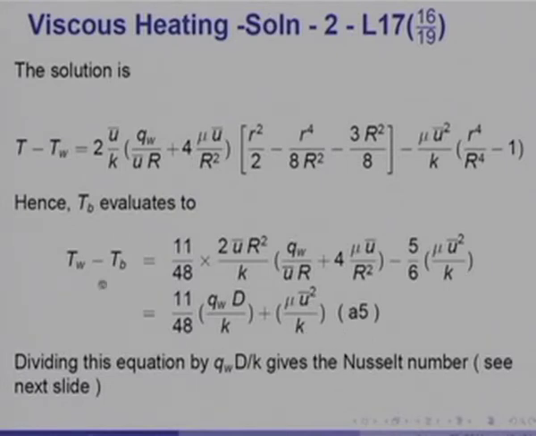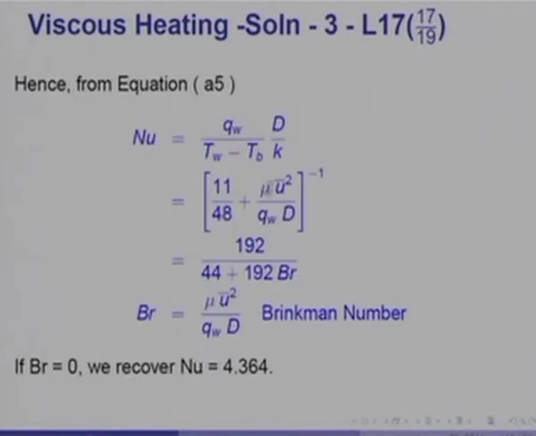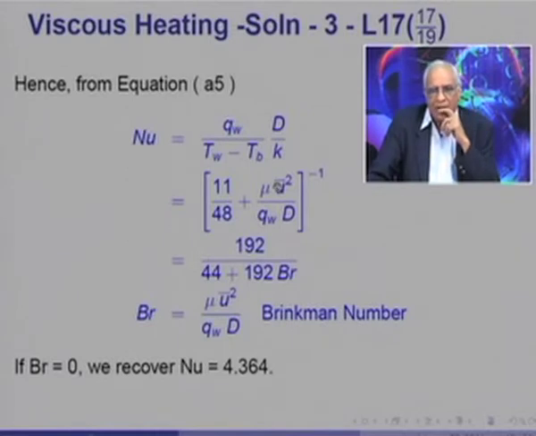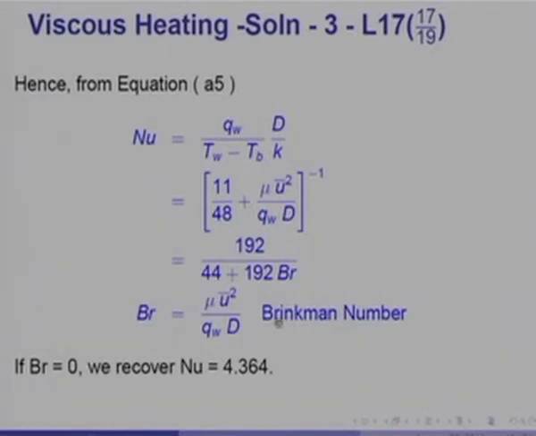And therefore, now it is very easy to define the Nusselt number. If I divide both sides by q wall D by k, then the Nusselt number would be obtained as 11 by 48 plus mu u bar square divided by q wall D, raised to minus 1. This quantity is called the Brinkmann number, after the scientist who first solved this kind of problem, and this can be written as 192 divided by 44 by 192 multiplied by Brinkmann number. Of course, if Brinkmann number is 0, then you would readily recover 192 by 44 equal to 4.364. So the effect of Brinkmann number for high Prandtl number fully developed heat transfer becomes variable. Higher the Brinkmann number, depressed would be the heat transfer coefficient.